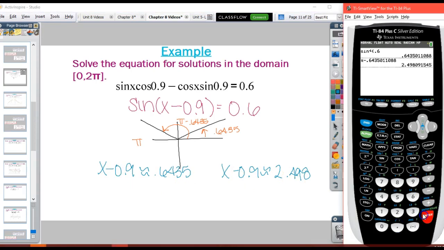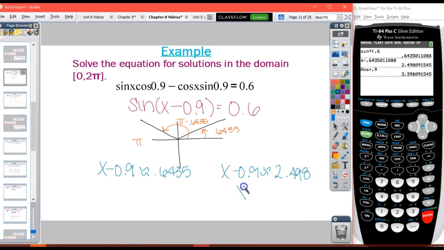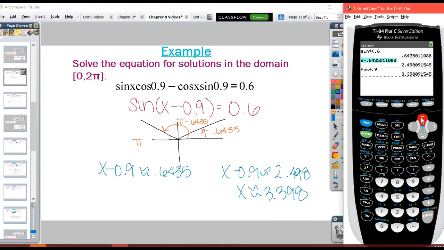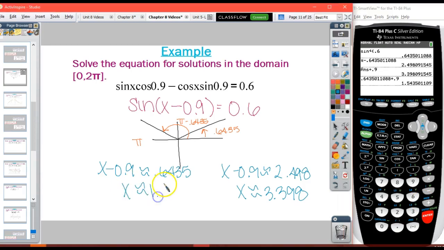So when I add 0.9 to the 2.498, I end up getting 3.398, which seems reasonable since we needed an answer past pi. And then my other answer, I'm going to arrow up and grab the 0.6435 plus 0.9. And the other answer is roughly 1.544. Again, we found our only two answers. They seem reasonable for where they needed to be on the graph, and so we're done.